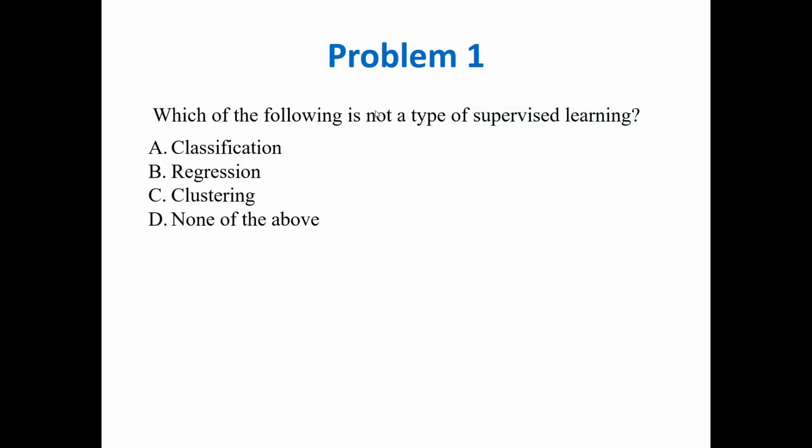Problem 1. Which of the following is not a type of supervised learning? See students, we have earlier seen the difference between supervised and unsupervised learning. In supervised learning, the labeled data set is used, and in unsupervised machine learning, unlabeled data set is used to group or cluster the data. So options are classification, regression, clustering, none of the above. We know that classification and regression are supervised machine learning problems and clustering is the unsupervised machine learning problem. So answer is clustering.